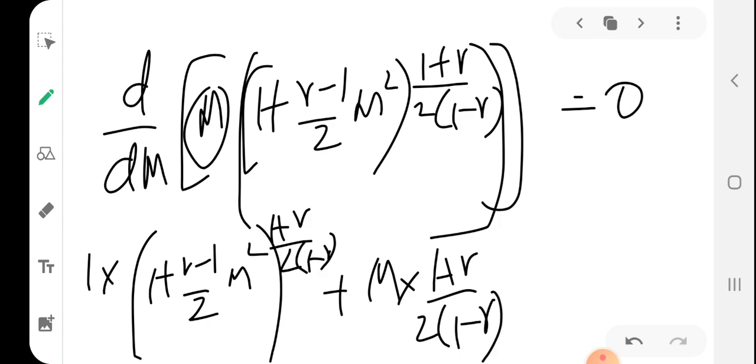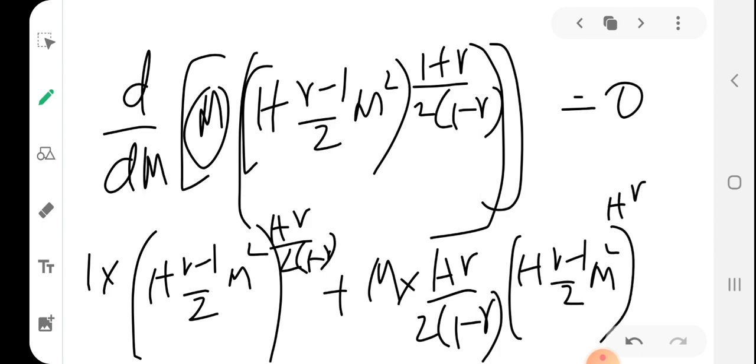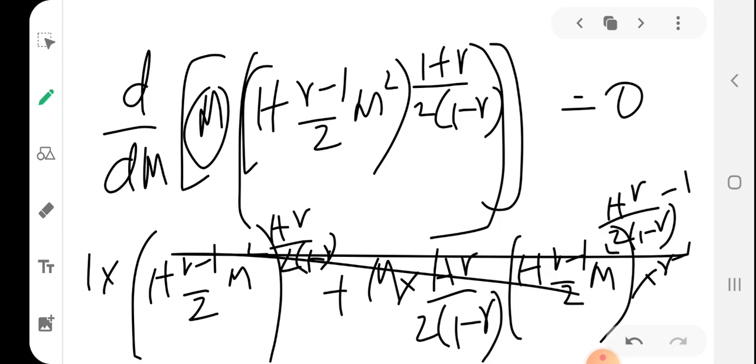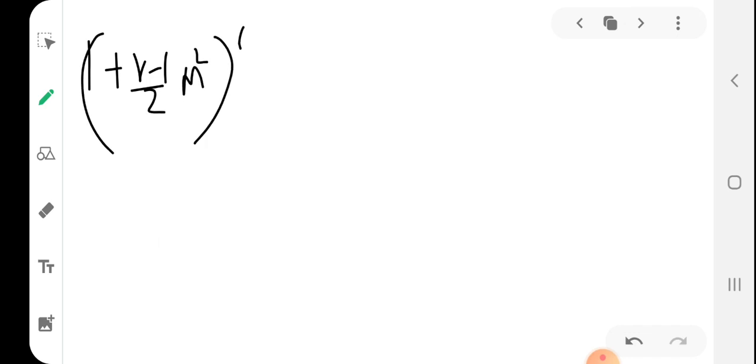So x raised to n: d by dx of x raised to n means n into x raised to n minus 1. So that will become 1 plus gamma minus 1 by 2 Mach square raised to 1 plus gamma by 2 into 1 minus gamma minus 1 into gamma minus 1 by 2. Okay, I will write once more, as there's no space here. 1 plus gamma minus 1 by 2 Mach square raised to 1 plus gamma by 2 into 1 minus gamma.